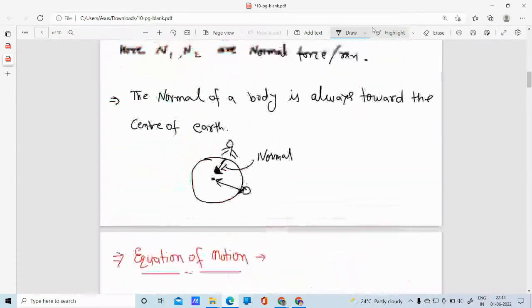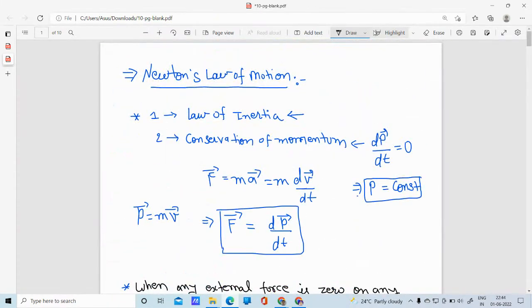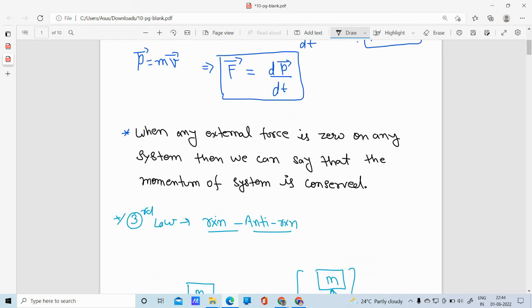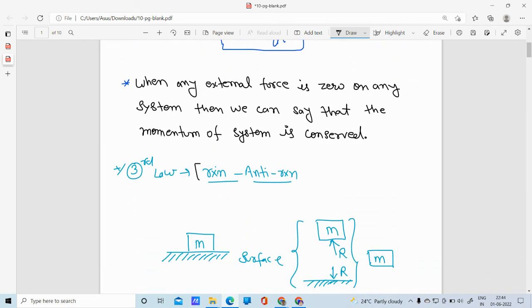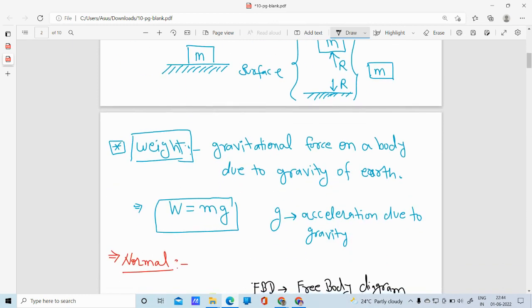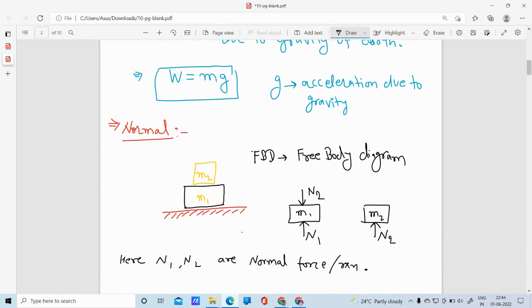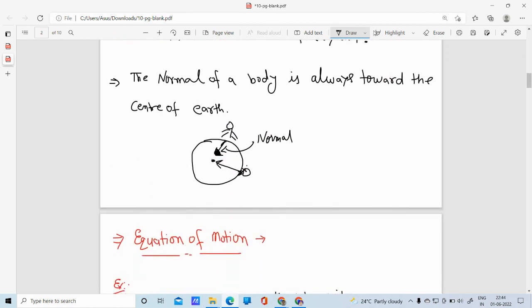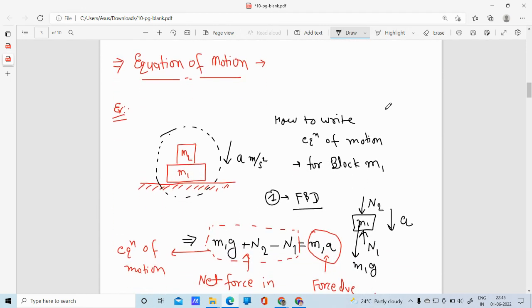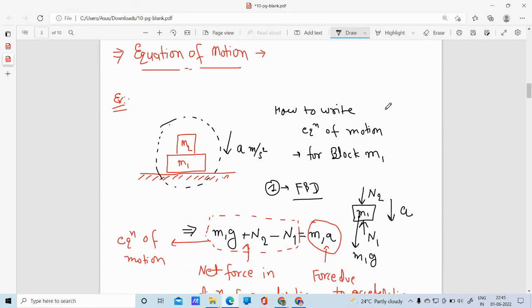So today's lecture is on basic things, that is nothing but Newton's laws. What are Newton's laws? The first law states the law of inertia, the second law relates force and momentum, and the third law is action and reaction. This is the third law. Then what is weight, what is normal reaction, the direction of normal force, and the equation of motion: how to write the equation of motion for a system. So how to make the FBD of a block in the system, of particular bodies.